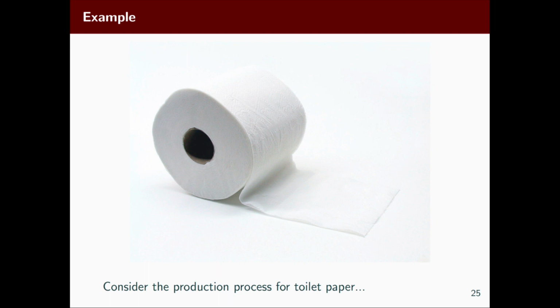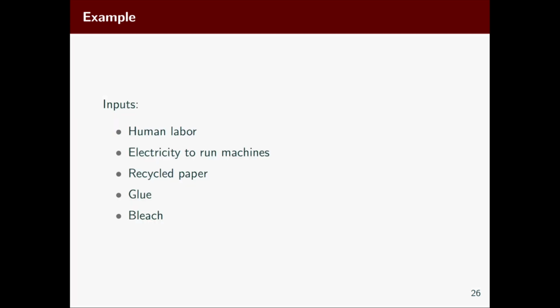Cool. So now let's look at the production process for toilet paper. It seems to be on people's minds. If we're producing toilet paper, there's a lot of inputs that go into producing anything. But to produce toilet paper, let's say that we use human labor, electricity to run the machines, some recycled paper, glue to hold the cardboard and the rolls together, and then some bleach to color the paper.